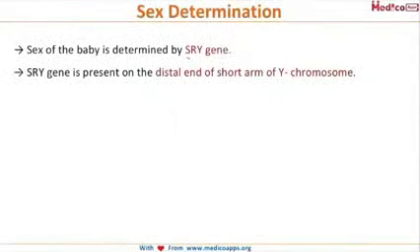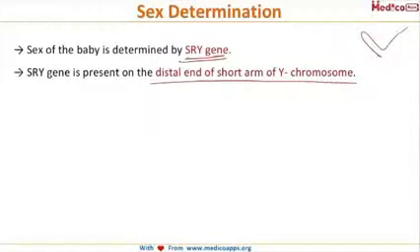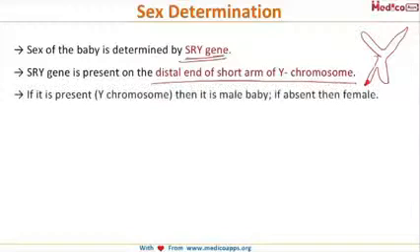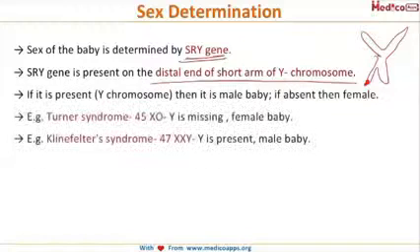So what determines the sex of the baby? All you need to remember in this is the SRY gene, located on the distal end of the short arm of the Y chromosome. And to remember this, you need to remember this picture. Now, if this is present, it will be a male, and if this is absent, it will be a female. And this you can understand by two examples.